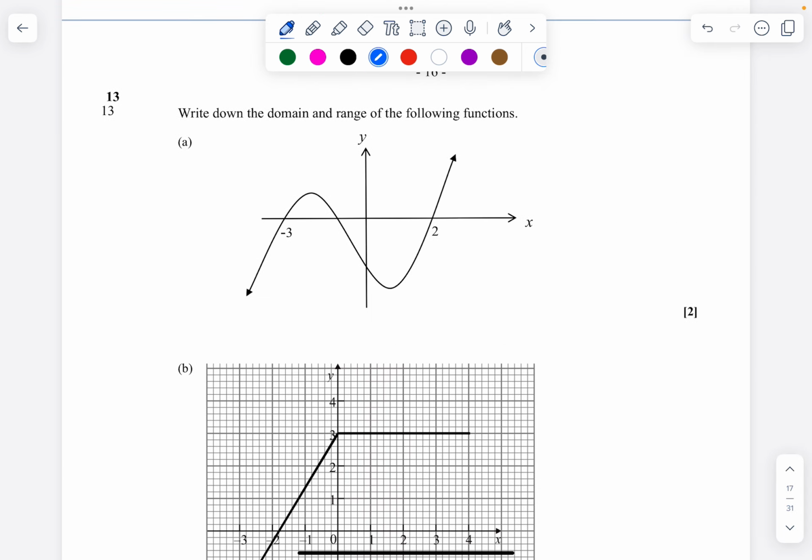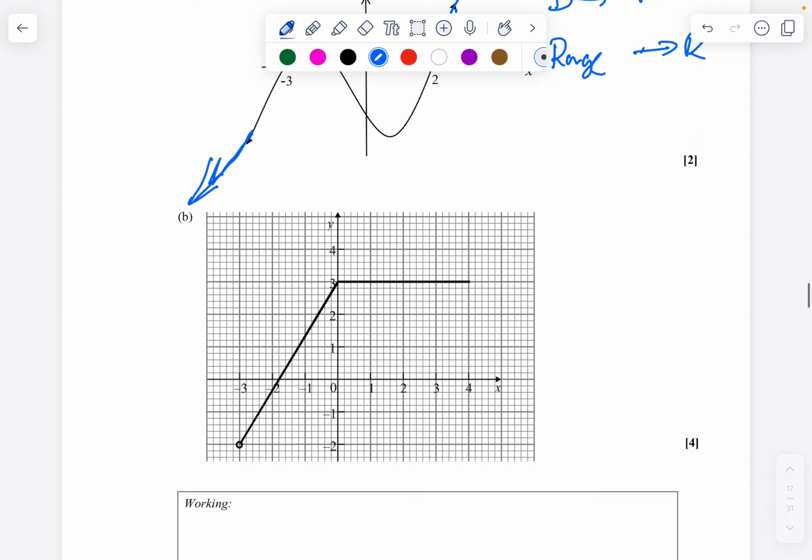Now write down the domain and range of the functions. So domain, all the x values. You can see that it is going up to here and here, everything. So domain is going to be R. All the real values are going to be the domain. And range, you can see that it is going through all the negative values and y values. So range is also going to be R.